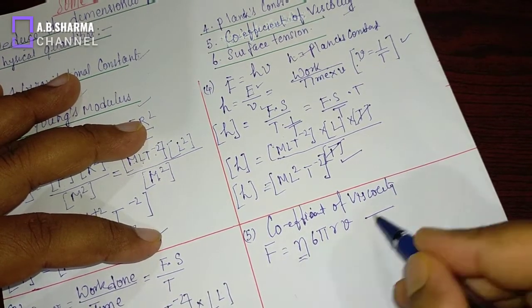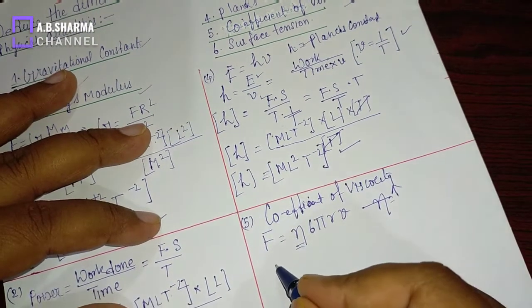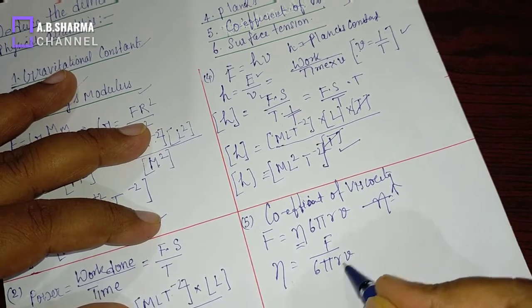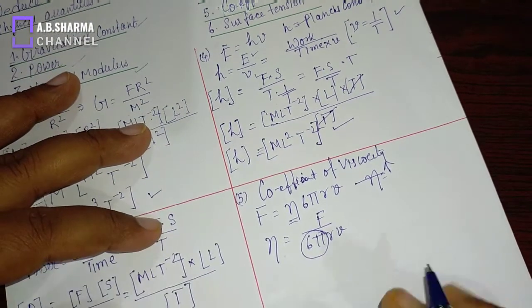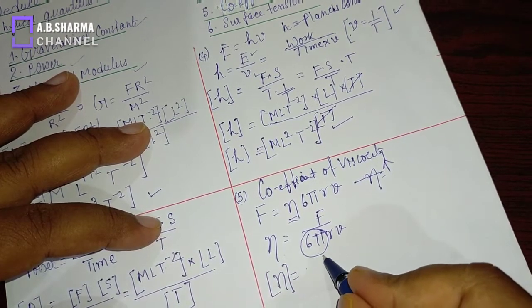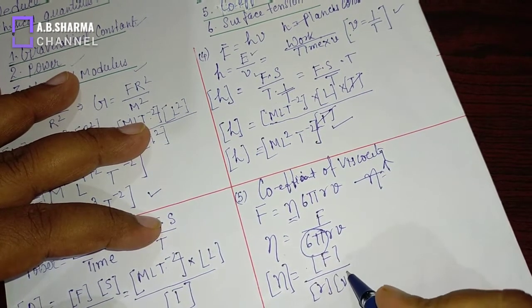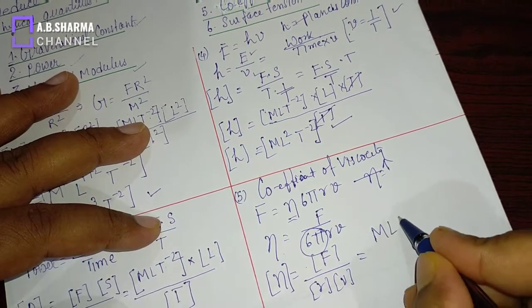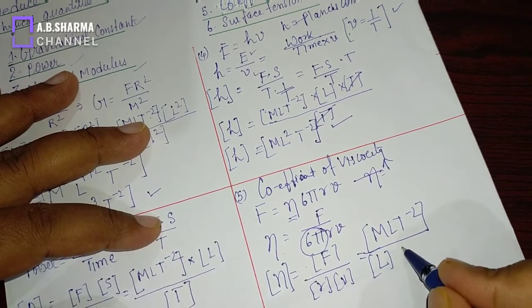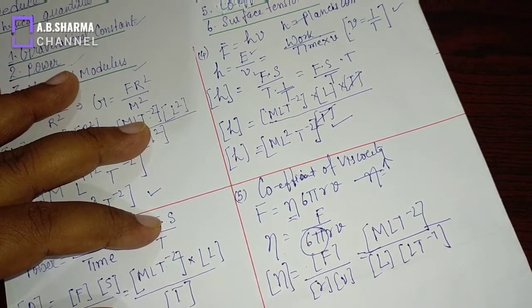We have to calculate zeta. Zeta is called coefficient of viscosity. So zeta equals F over 6 pi RV, and 6 pi is the dimensionless part. So the dimensional equation of zeta, that is coefficient of viscosity, will be dimension of force divided by R and V. This will become MLT^-2 over R, that is dimension of R will be L, and V is LT^-1. V equals displacement by time, that is LT^-1.